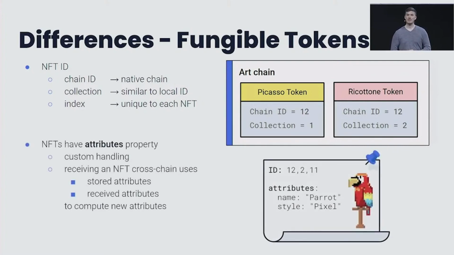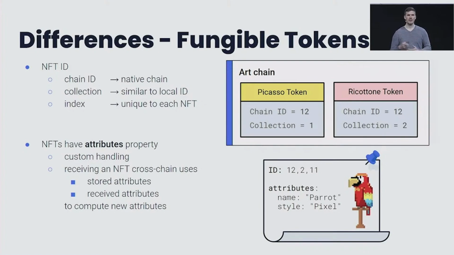And second difference, NFTs have an attributes property. And this is a property that can be used by custom modules to store basically everything or anything that is linked to this NFT. So here I have the example of a Ricotone NFT. It's a parrot. And in the attributes, we could have the name, parrot, and the style, pixel. And the whole handling of these attributes is done by custom logic.